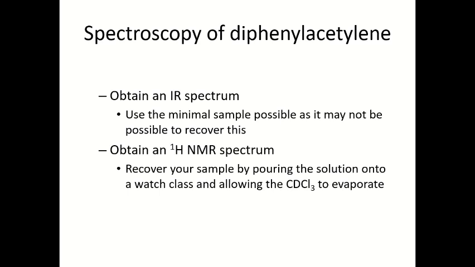In the case of the spectroscopy, you need to obtain the IR spectrum. Of course, you need to use the minimal sample possible, and it may not be possible to recover it. Then you have to obtain the proton NMR and recover your sample by putting the solution onto a watch glass and allowing the chloroform to evaporate.